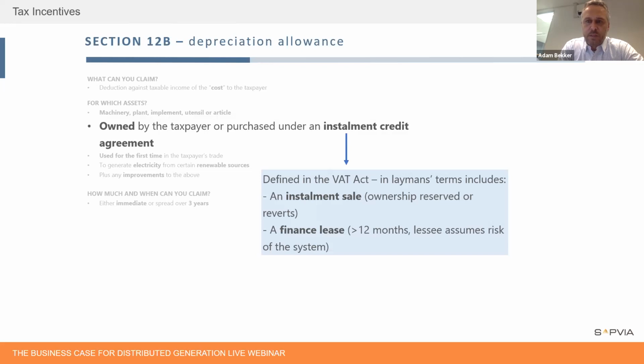So if you are an IPP and you're providing power under a PPA arrangement, you as the IPP would retain the 12B deduction. If you provide the equipment or the system to a client under either an installment sale or a finance lease, then your customer can actually claim the 12B deduction. So that can, in some instances, impact how you structure an arrangement depending on who best can use the deduction that they're getting. Can we move to the next slide?